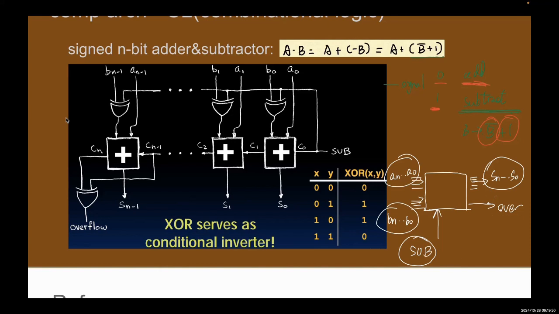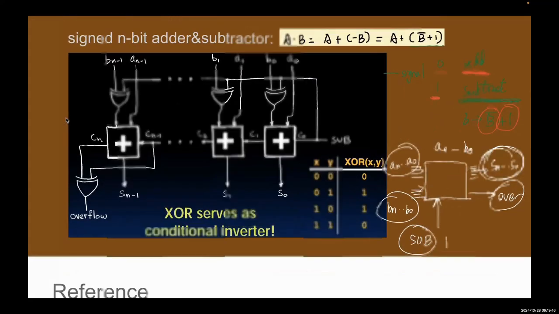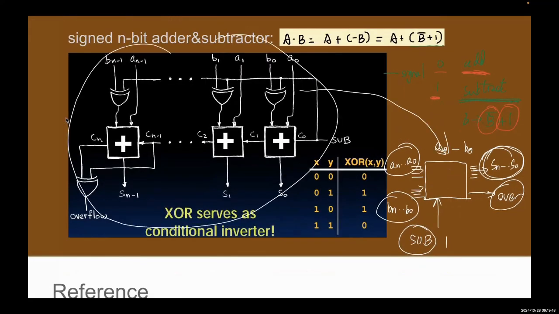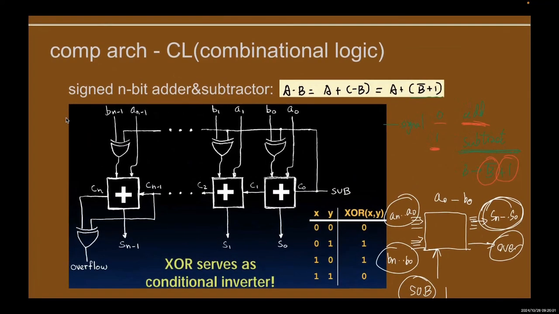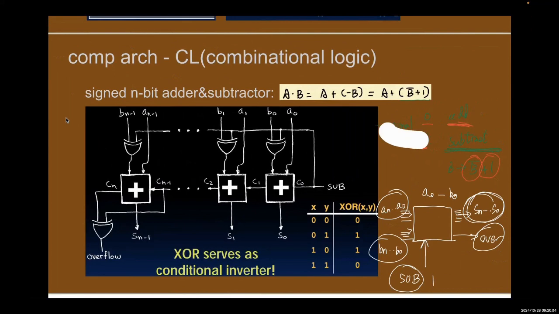If the sub signal is 1, then we output Sn as A minus B, and the overflow tag still indicates whether the output is right or not. So this becomes a black box. Is that clear? It's a little complicated. People should go through this stuff multiple times until they understand it.